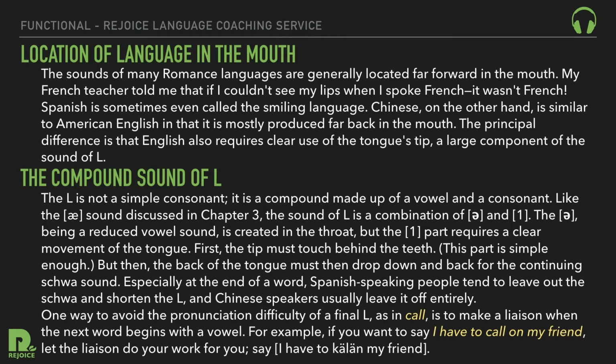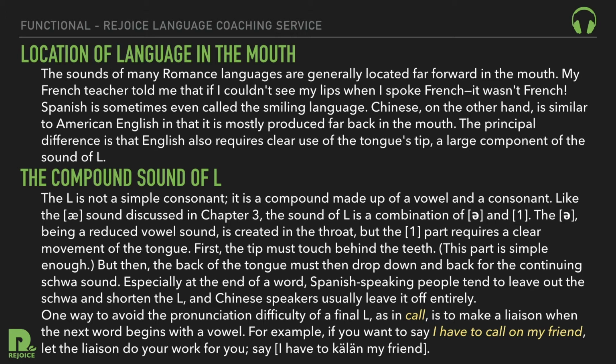Location of language in the mouth. The sounds of many Romance languages are generally located far forward in the mouth. My French teacher told me that if I couldn't see my lips when I spoke French, it wasn't French. Spanish is sometimes even called the smiling language. Chinese, on the other hand, is similar to American English in that it's mostly produced far back in the mouth. The principal difference is that English also requires clear use of the tongue's tip, a large component of the sound of L.